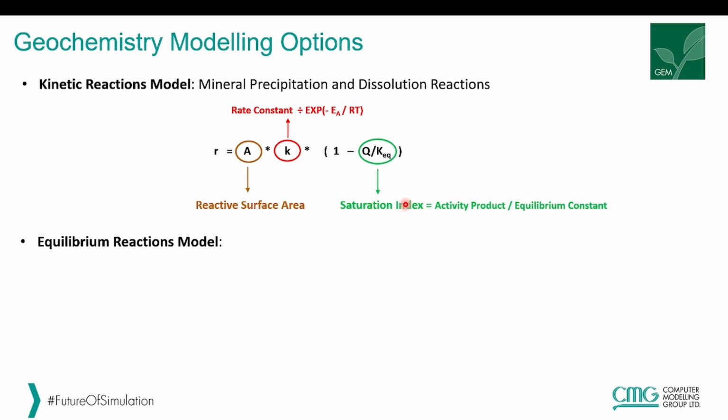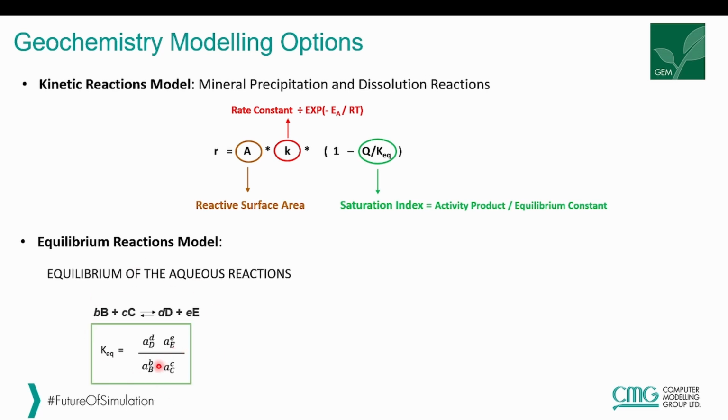Another modeling option for chemical reactions is instead the equilibrium reactions model. The equilibrium reactions model is most suitable for aqueous reactions, not involving minerals, because these reactions are normally very fast. So for an aqueous reaction, a standard reaction is written here, we would equate the equilibrium constant of the reaction, as I said, a function of temperature, to the activity product itself, which is the product of the activities of the products in the numerator of this fraction divided by the product of the activities of the reactants, all the activities raised to the power equal to the stoichiometric coefficient of each species.